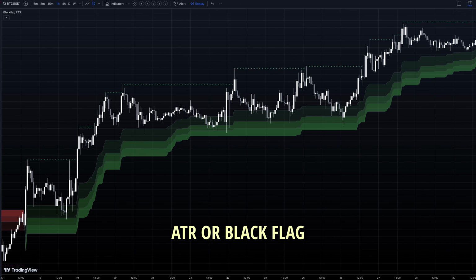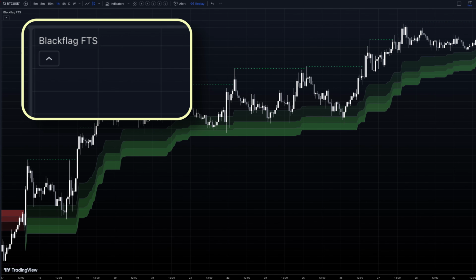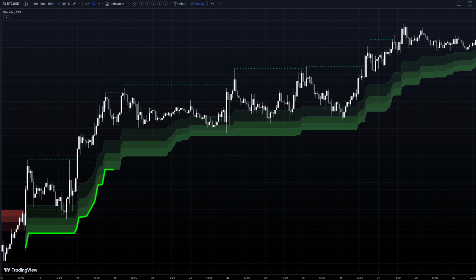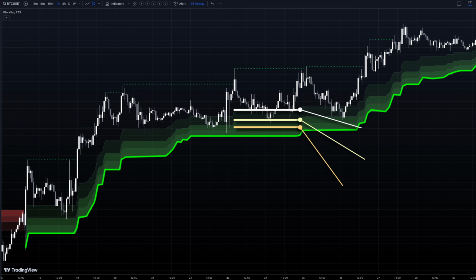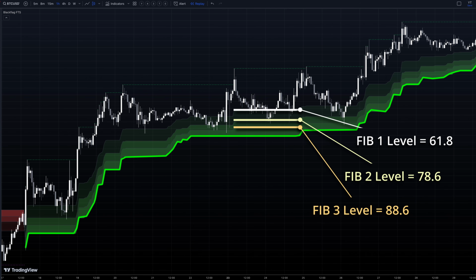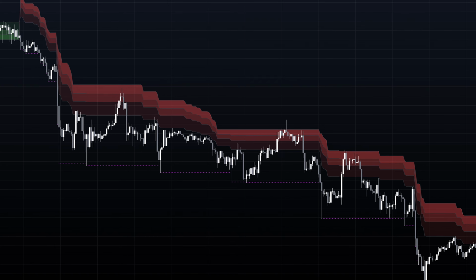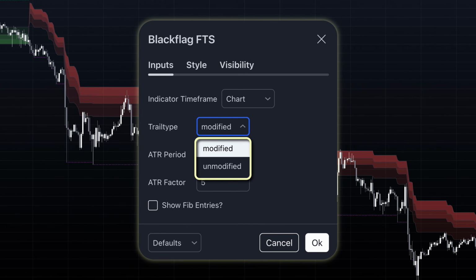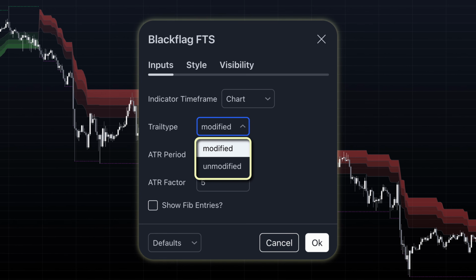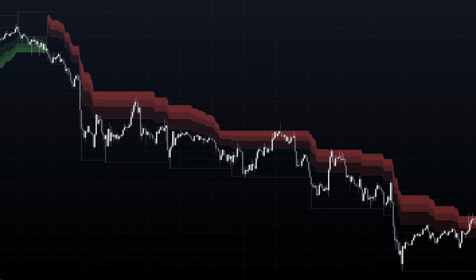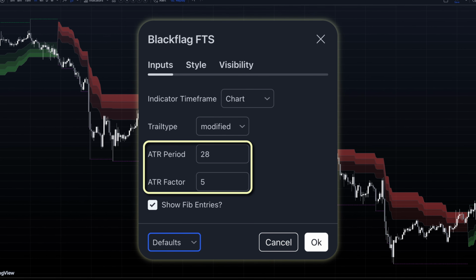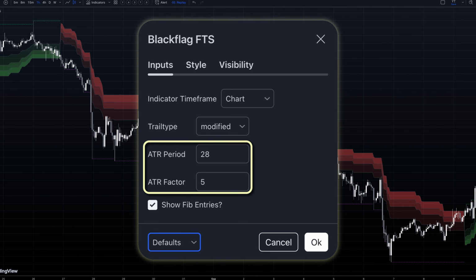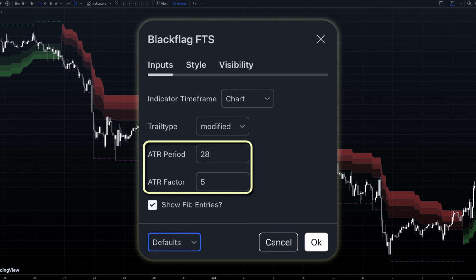The SwingArm ATR, or Black Flag FTS, as it appears on the screen when added to your TradingView chart, is a trend-following indicator that uses a modified trailing stop system combined with retracement levels. The indicator calculates a trailing stop using either a modified or unmodified true range calculation, selectable by the user, along with ATR values, with defaults of 28 periods and 5 times multiplier respectively. I'll show you some workable settings options later in the video.